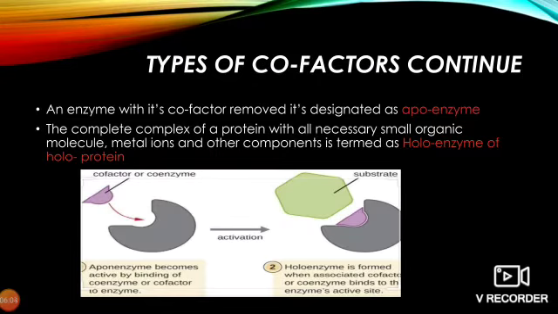Types of cofactors, to be continued: an enzyme with its cofactors removed is designated as an apoenzyme, and the complete complex of a protein with all necessary small organic molecules, metal ions, and other components is termed the holoenzyme or holoprotein.